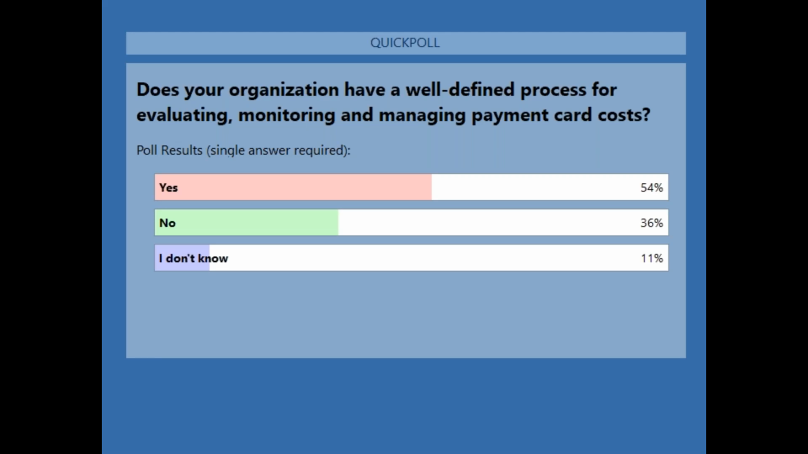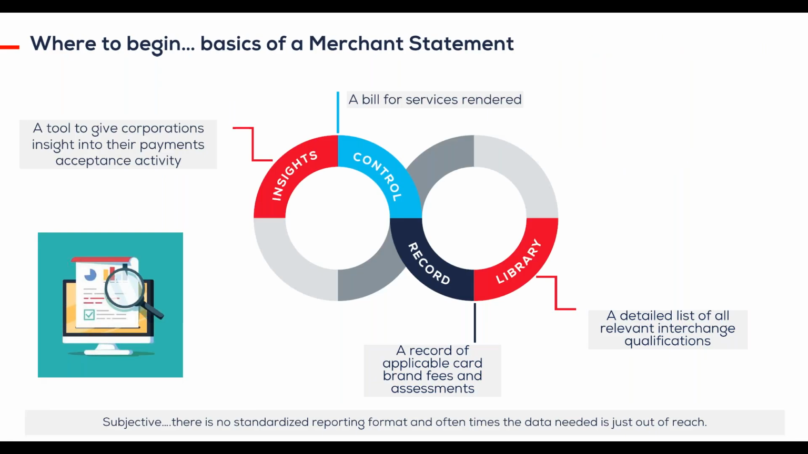Okay. So looking at the basics of a merchant statement, we'll start from the good old statement you're receiving. What does a statement provide? It's providing you with insight, giving you the tools to manage and look at your payment acceptance activity. It provides control, a bill for services, and a record of your applicable card brand fees and assessments, so you have that record to look back on and track. It's also a library, providing you with all of the details specific to your interchange qualification, the fees, the assessments, and the line items that have been charged.